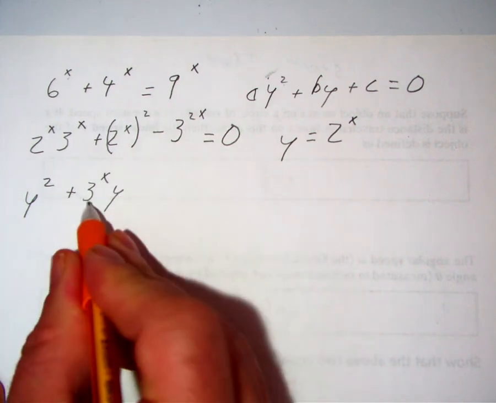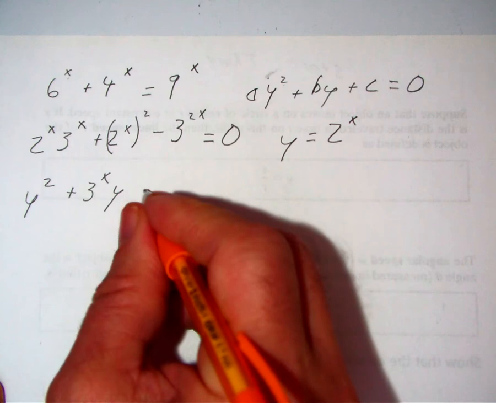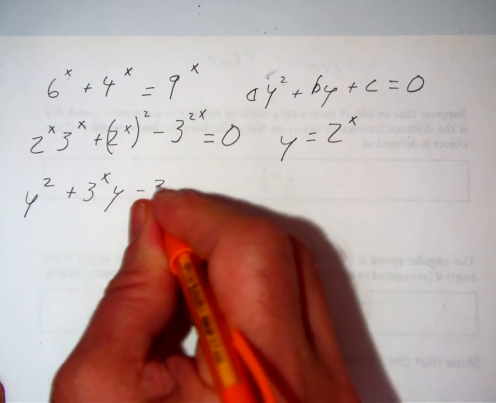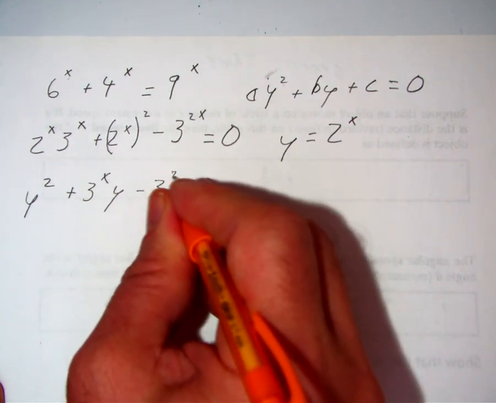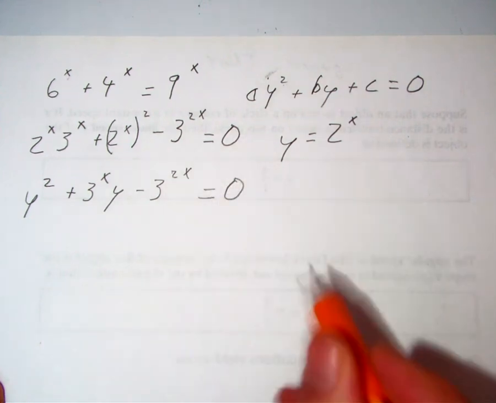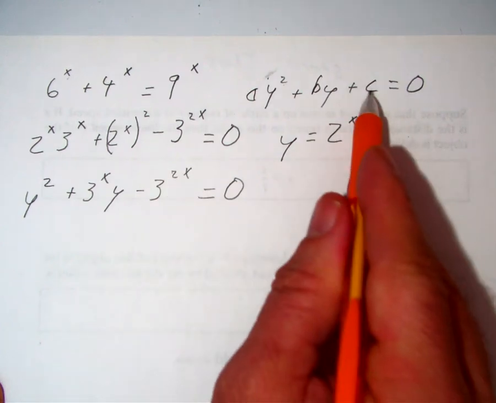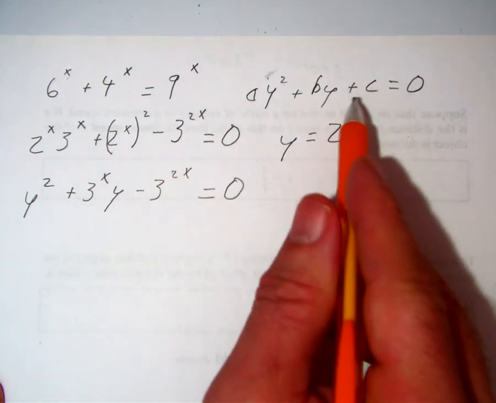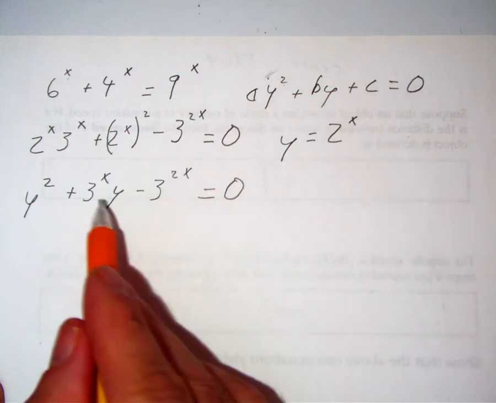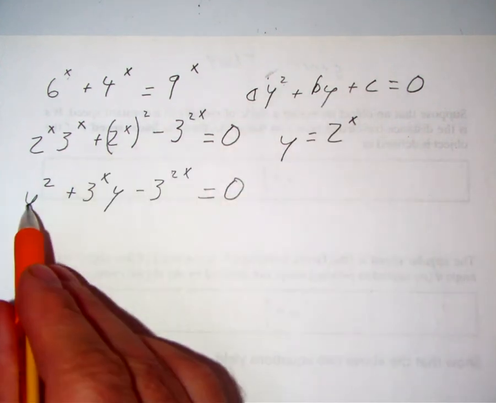Now that's kind of weird. You're used to a number being right there, right? But that's not the case here. And then finally we have minus 3 to the 2x equals 0. Now, y'all, what makes this fly is this part right here that you would normally expect to be a number is your c, right? And then this part corresponds to this part, and then this part right here corresponds to this part.